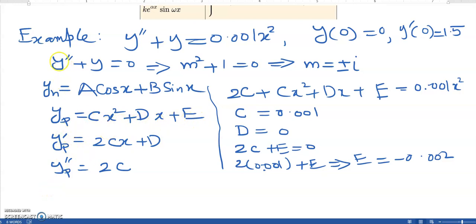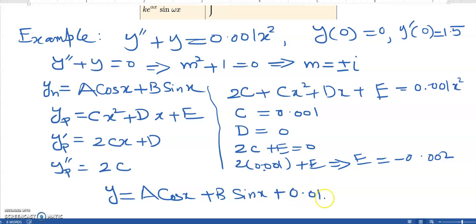So the overall solution will be the homogeneous solution, a cosine of x plus b sine of x, plus the particular solution, which will be cx square, which is 0.001 x square, and d was 0, so there would be no x term, and then plus e, and e is minus 0.002.